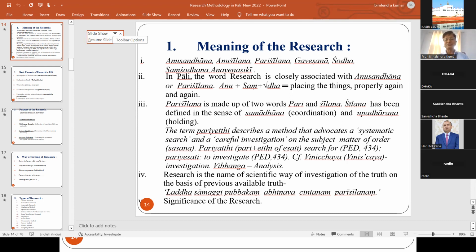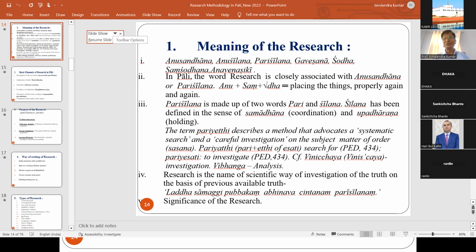Again, there is another term related to research, that is Sansodhana. So, in Sansodhan, there are two terms. Sam means properly, and Sodhana means purifying, making purification. Here, making purification means analyzing and interpreting the ideas in a different manner. This is also a term which is called Sansodhana.